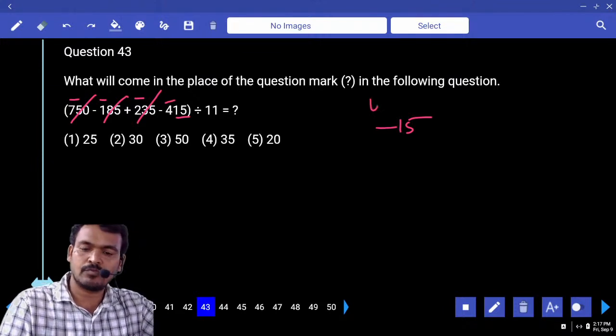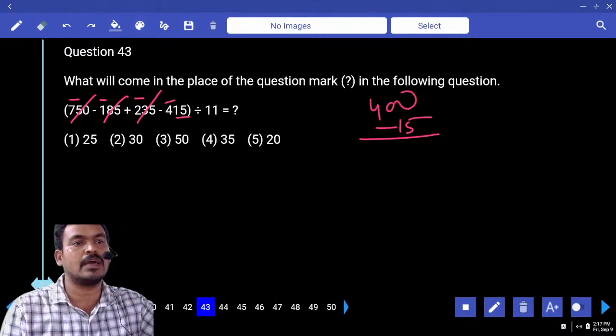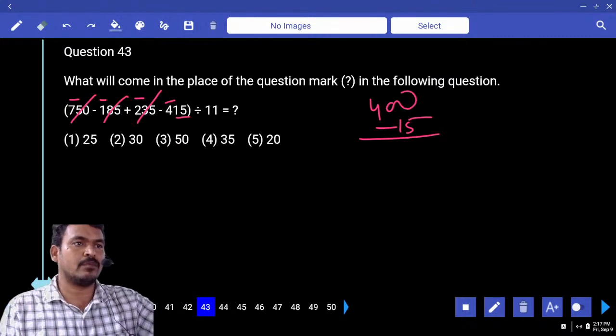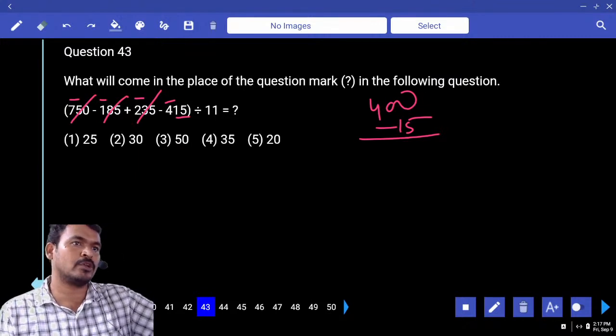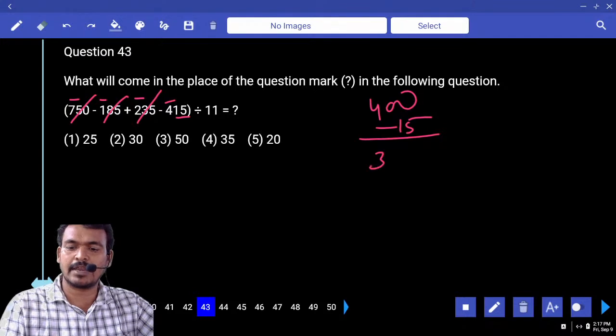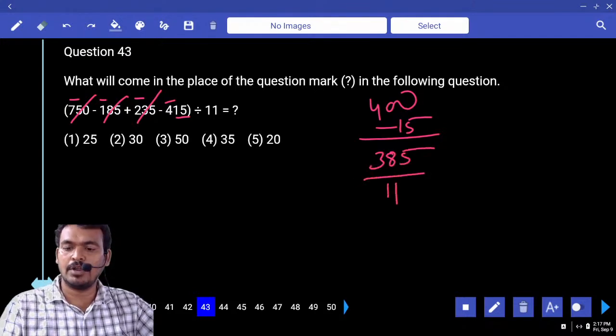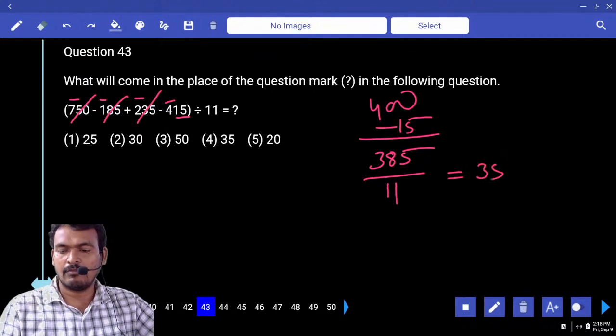400. It is 400 minus 15 or plus 15? Minus 15, because it is 400. 100's position or not? 400 minus 50, we are getting 385. Divide by which one? 11. How many times? 35 times or not?